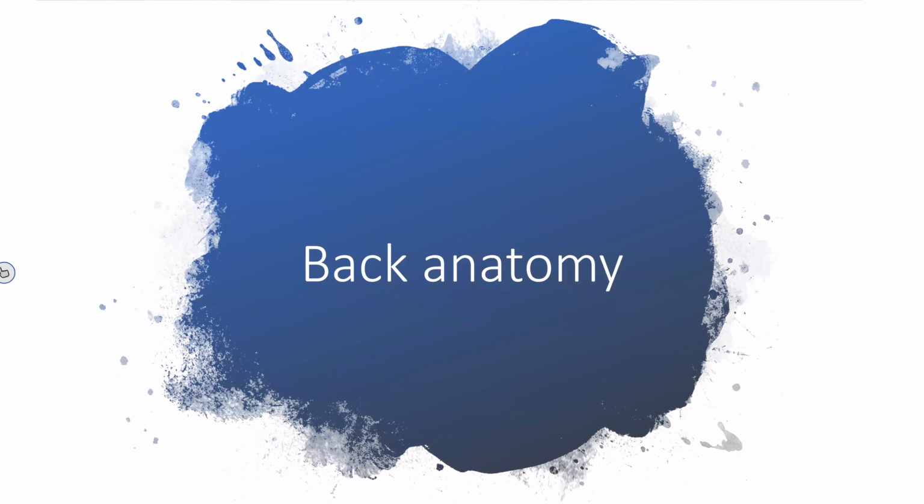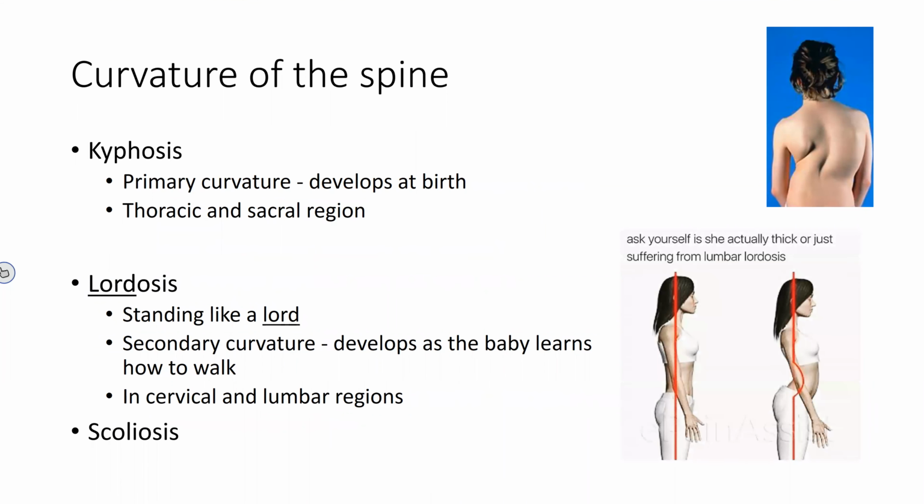And back anatomy is the last topic. So curvature of the spine, you have kyphosis, which is the primary curve that develops at birth, and that's what you see in the thoracic and sacral region, and lordosis, which is what you develop when you learn to walk, and scoliosis. So scoliosis is this picture, which is when the spine's not straight looking from the back.